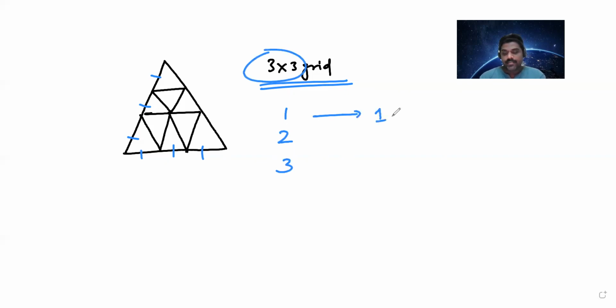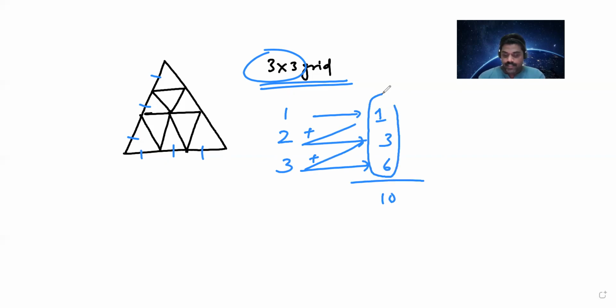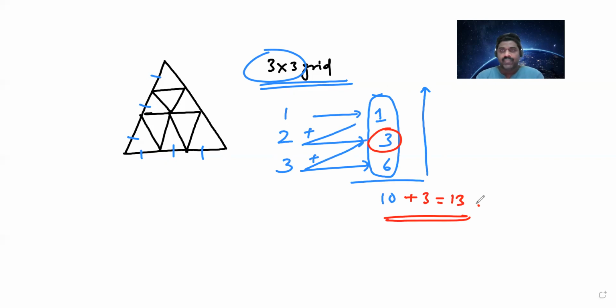At the end of first row, you have only 1. Add 2, you get 3. Add 3, you get 6. Add these values, you get 10. And from the bottom to top, choose only the alternate values and add up. So the number of triangles would be 30. If you find it difficult, you can just go back, reload it again. Next, suppose I give you a 4 by 4 grid triangle.